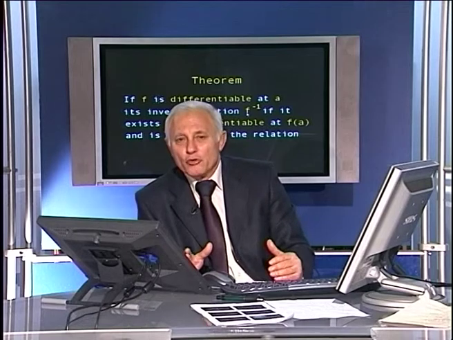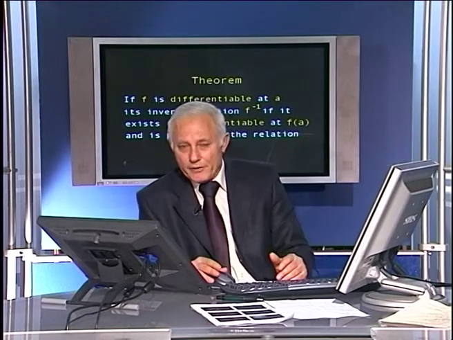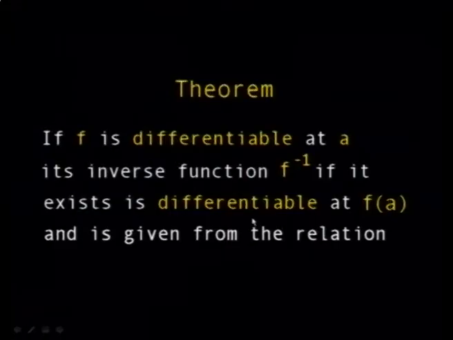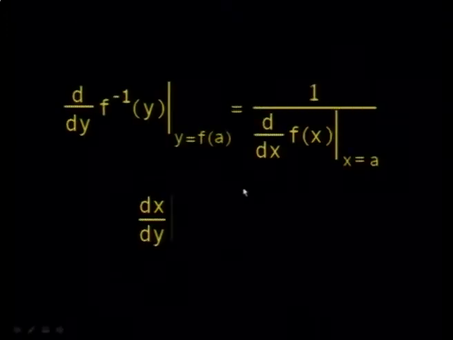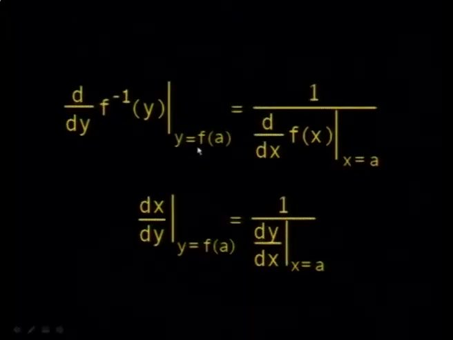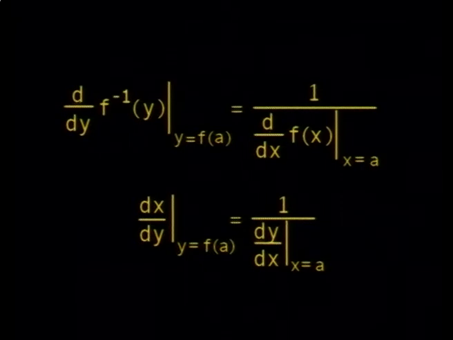Now, if you know that f is, for example, monotonic increasing, so is f minus 1, and therefore you can obtain the derivative of f minus 1. How? From the relation which is here: d f minus 1 of y at the point y is equal to f(a), lying in the domain of the inverse function, is equal to 1 over df by dx at a point a existing in the domain of the original function.